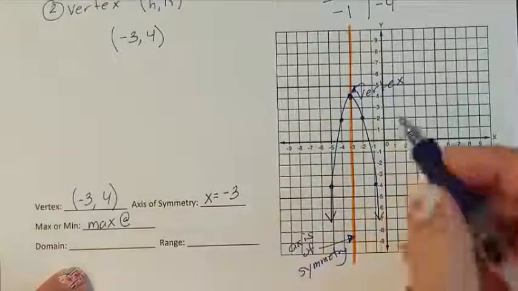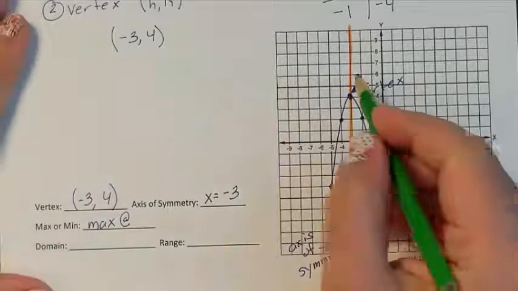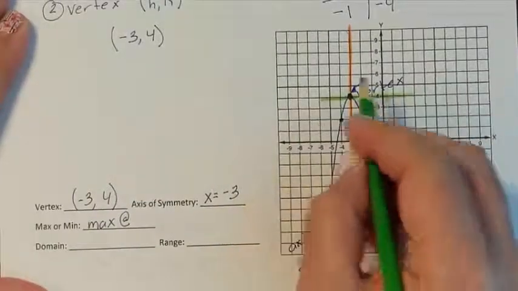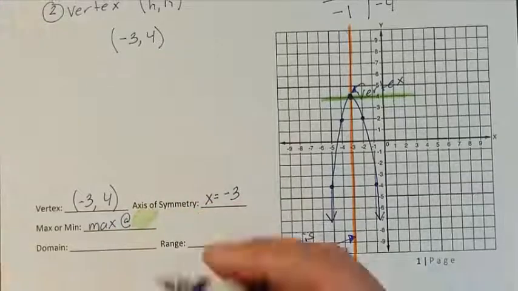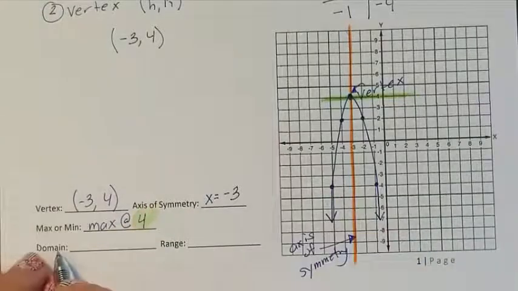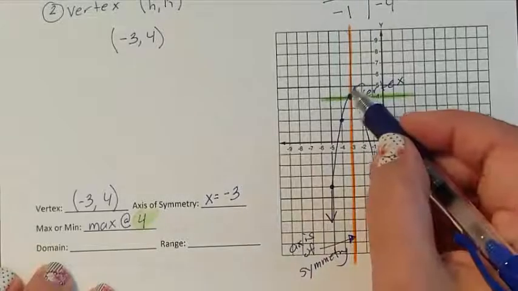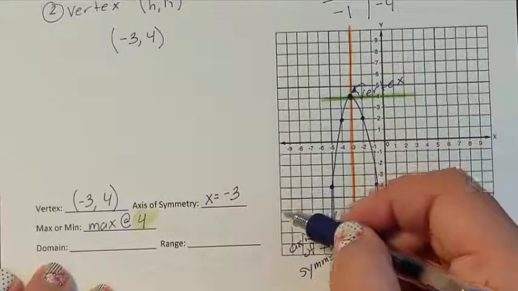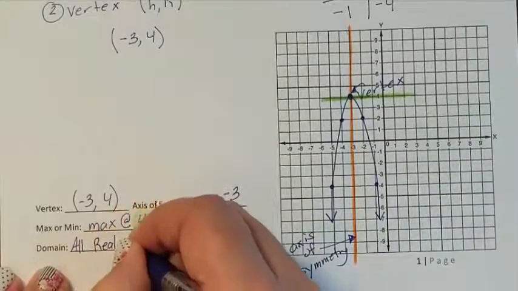And you're going to want to tell me how high it went. I can see that the highest it went was right here at 4, so my max is going to be at 4. Domain: I see that I'm always going to go to the right, keep going, keep going, and always going to the left, keep going, keep going. So my domain is going to be all real numbers.